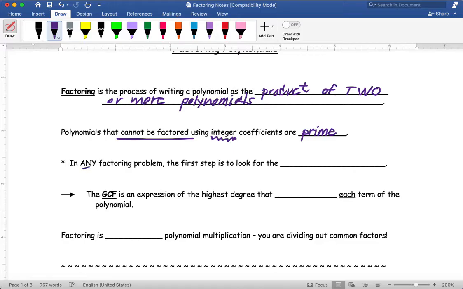In any factoring problem, any and every factoring problem, the first step is to always first look for the greatest common factor.